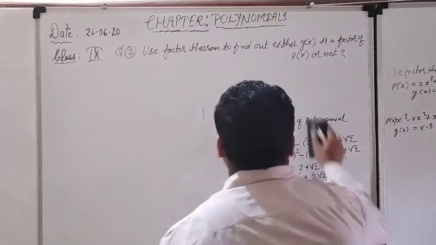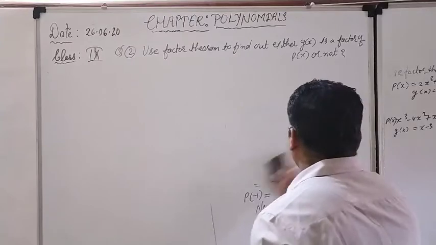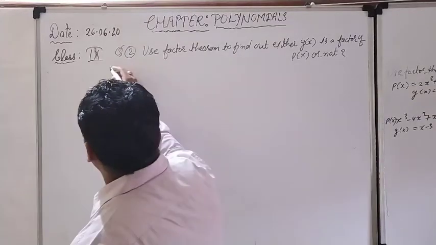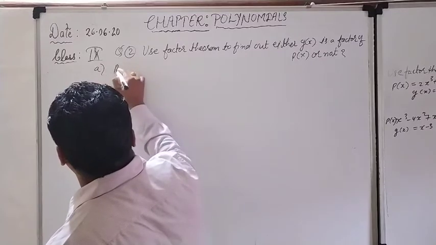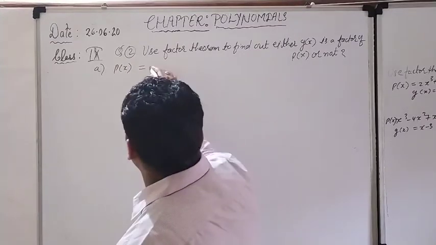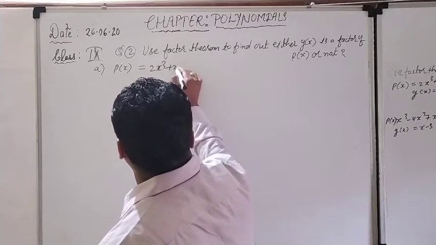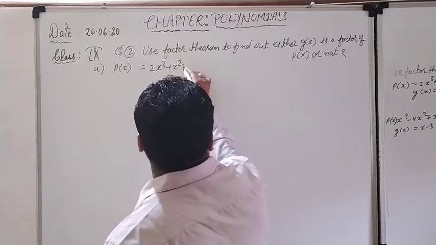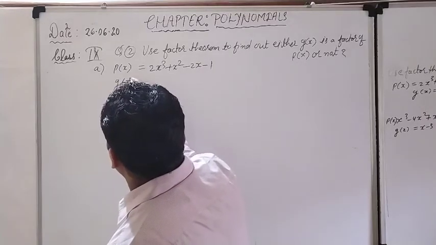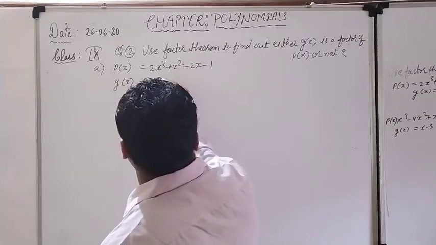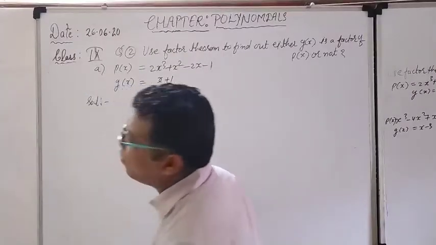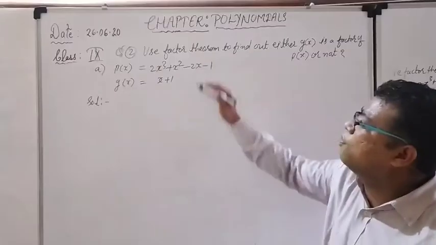Right now see what is the question. We have been given the values of p(x) and g(x). Question A: p(x) is given here as 2x cube plus x square minus 2x minus 1. This is the value of p(x) and this is g(x): x plus 1. Solution: we have to find out whether g(x) is a factor of p(x) or not.